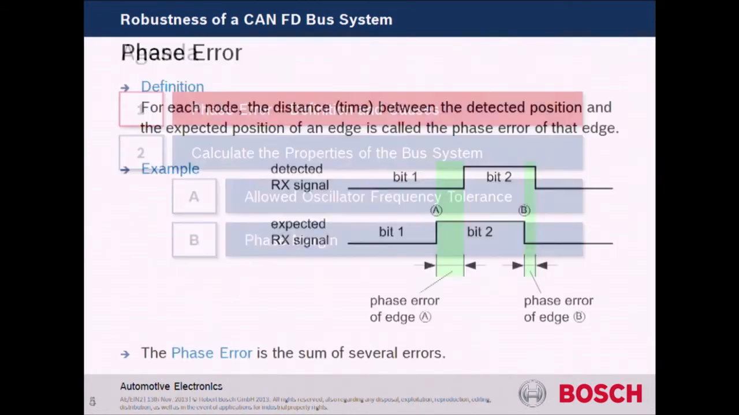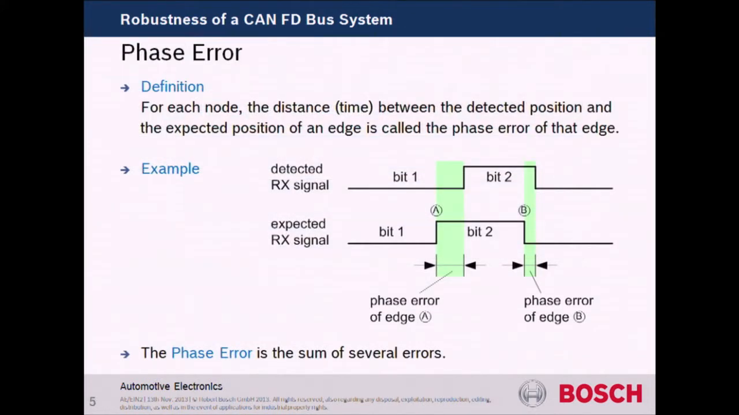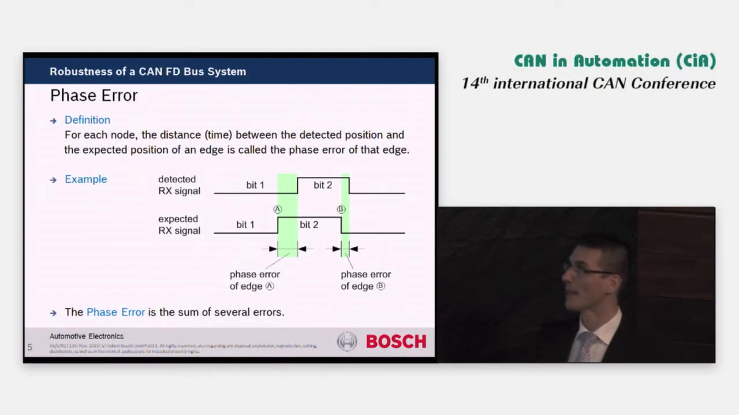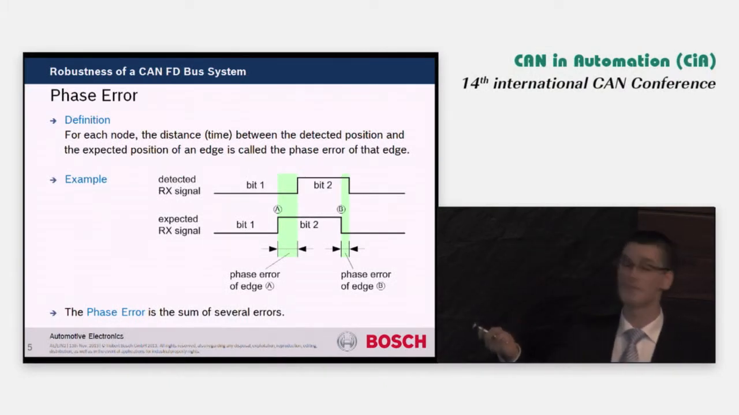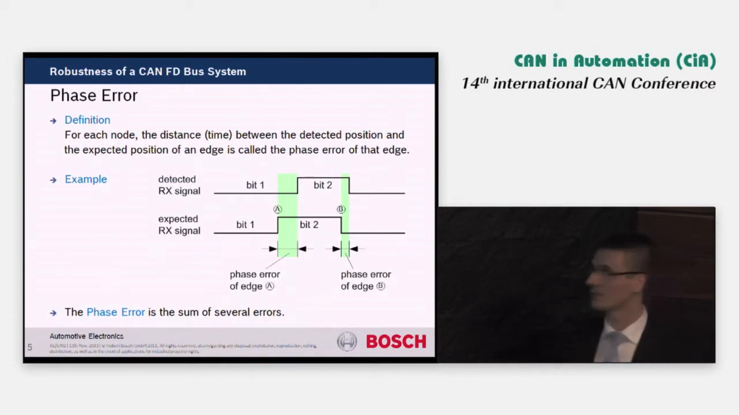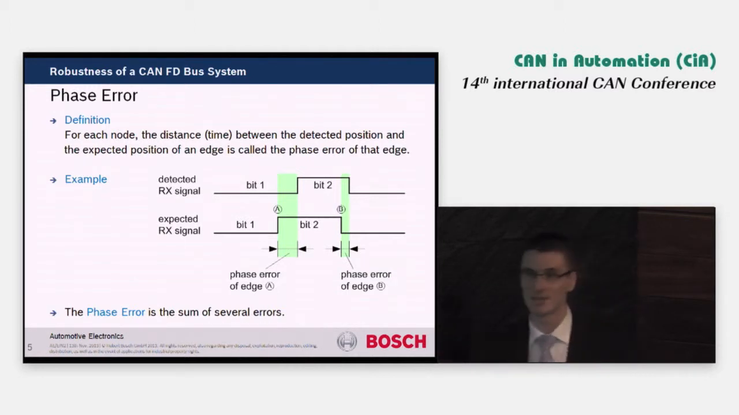So we're coming to the first point. How does a receiving node recognize that an edge is shifted? The answer is, it measures, so it recognizes a phase error. But what is a phase error? It is defined in the following way. For each node, the distance in time between the detected position and the expected position of an edge is called the phase error of that edge.